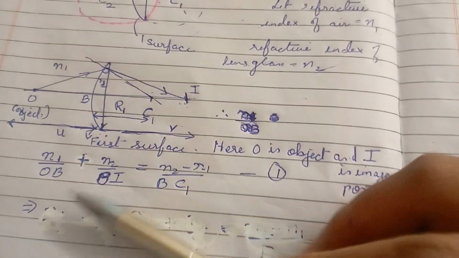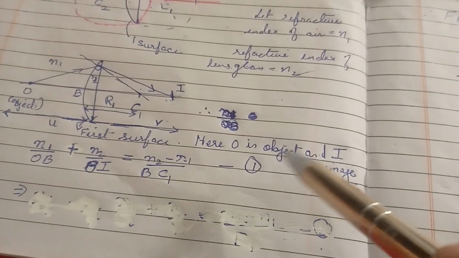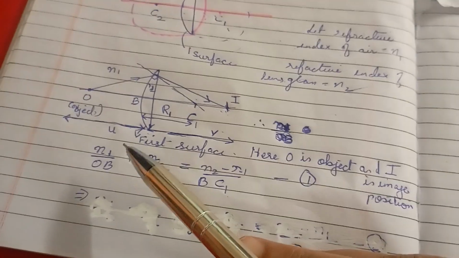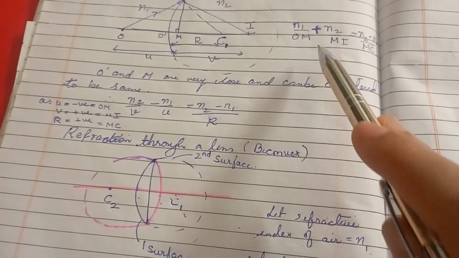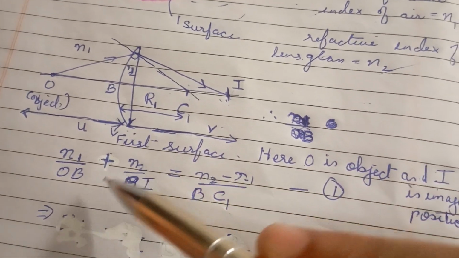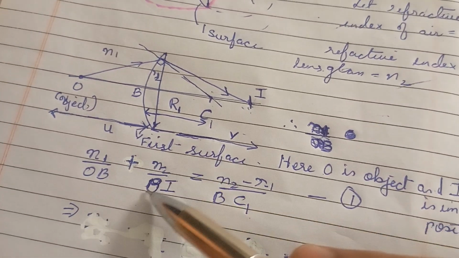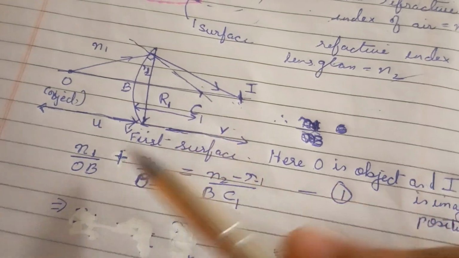Now, first we will further do the derivations. Using the same formula that we had used earlier, we are now going to use it to find the relationship between the refractive index of the two mediums and the distance of the object, the image and the center of curvature.